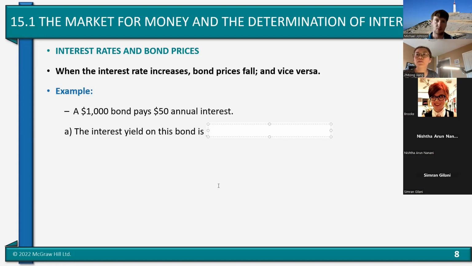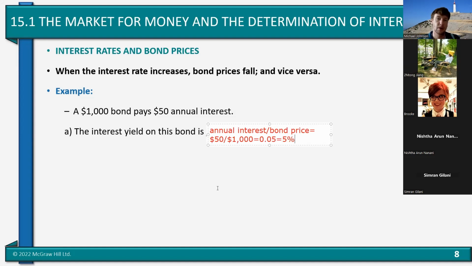5%. Yes, thank you, Zaitong. Yes, 5%. So you do the annual interest divided by bond price. That'd be 50 divided by 1,000, which is 0.05, or 5%. Great job, Minji, also. So that's how you do that one. $50 divided by $1,000 equals 5%.